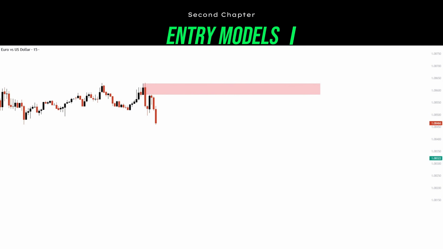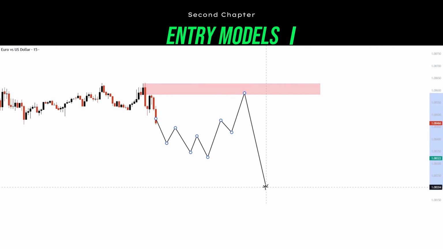What we expect for this market is for it to eventually and slowly come back up to rebalance. At that point, the most often met scenario once price hits a supply zone is for it to reject to the downside and break the lows.